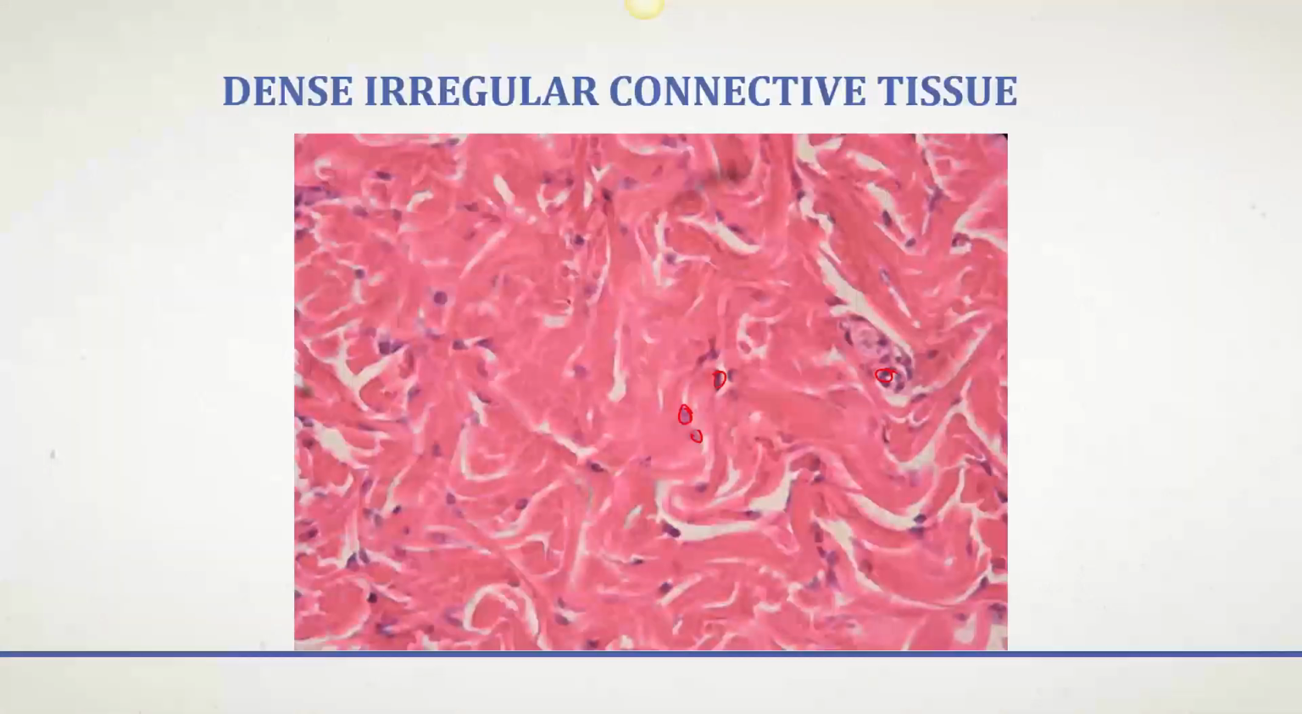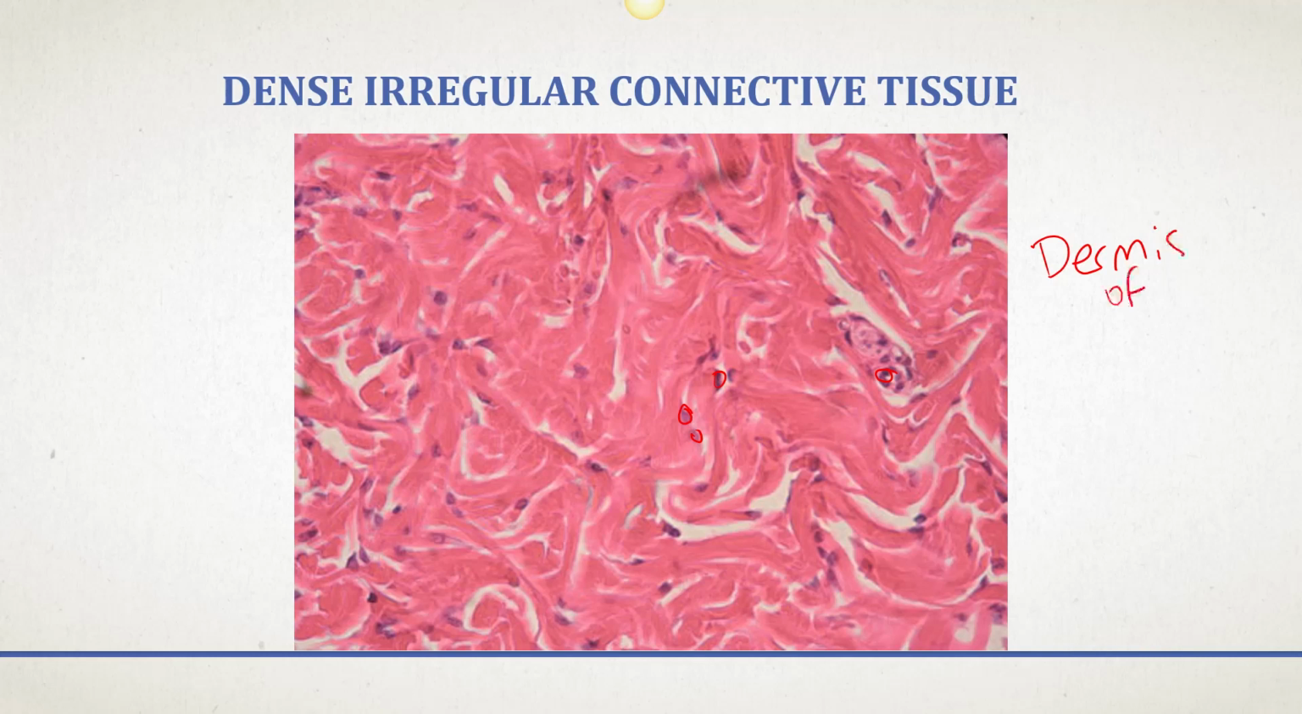The location for dense irregular connective tissue is going to be in the dermis of the skin, it helps make up scar tissue, and it forms fascia. Fascia is like a generalized connective tissue that surrounds major organs and cells in the body. So for this one, its function is holds tissues together and supports internal glands.